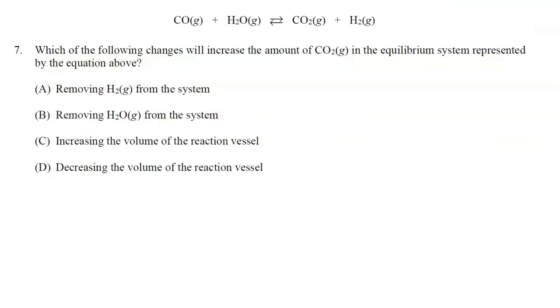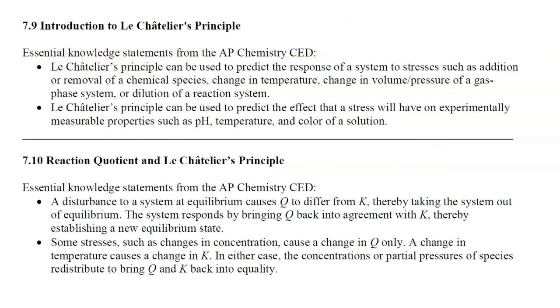Now let's take a look at question 7. In question 7, it says, which of the following changes will increase the amount of carbon dioxide, or CO2, in the equilibrium system represented by the equation above? Now, question 7, as well as all of the questions that remain in this packet, so questions 7 through 12, fall under topics 7.9 and 7.10, which has to do with Le Chatelier's principle.